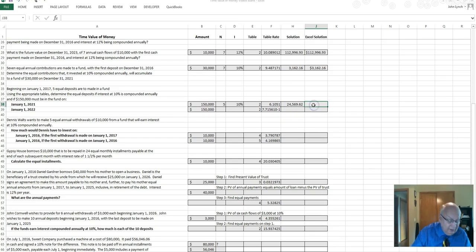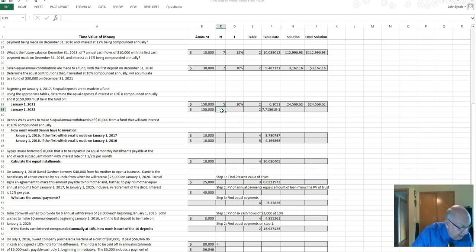Okay, so over here then we'd have equal PMT. The rate is 10%. Number of periods, do 2 commas because the future value is 150. So we come up with this one.